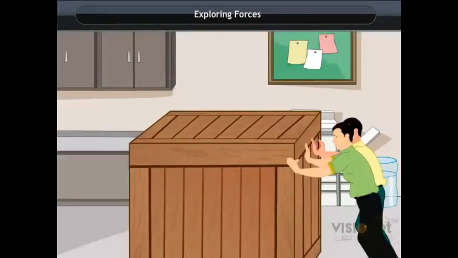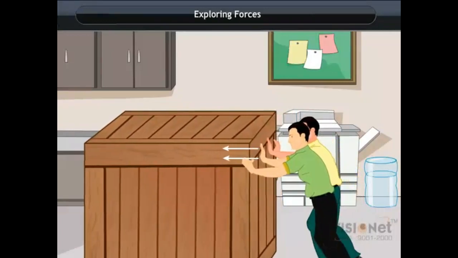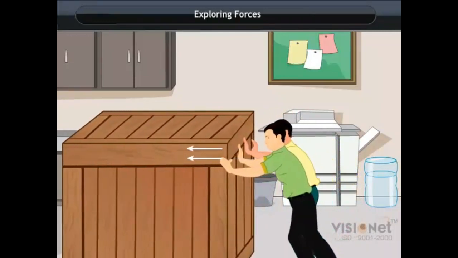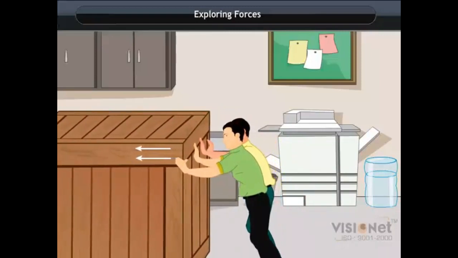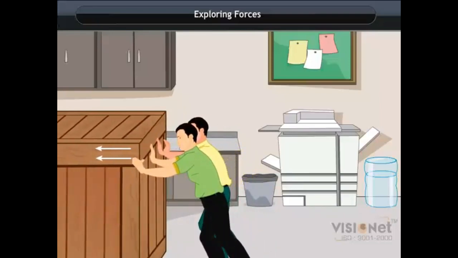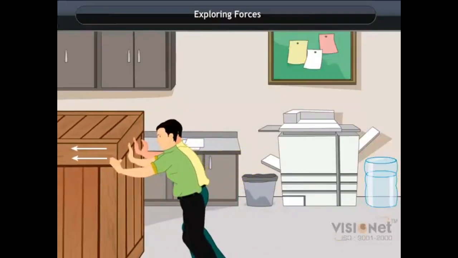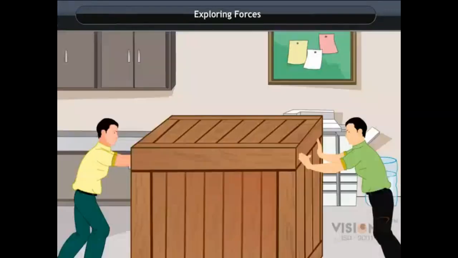What will happen if two people apply force in the same direction on the box? You would observe that the box moves in the direction of the applied force. We can conclude that forces applied on an object in the same direction add to one another. That is why they are able to push the box easily.